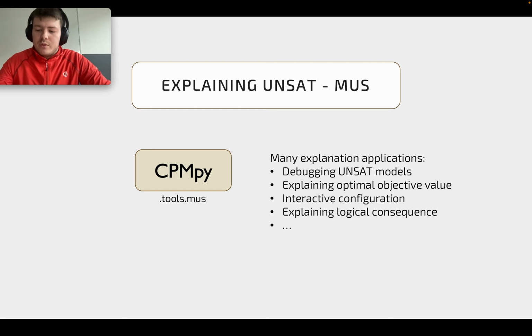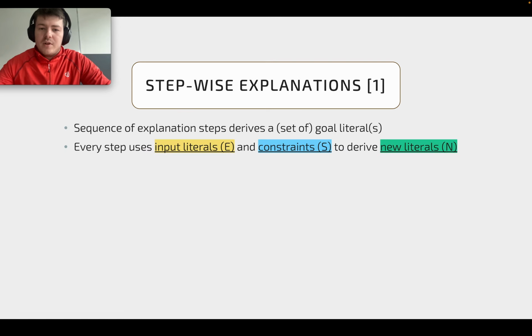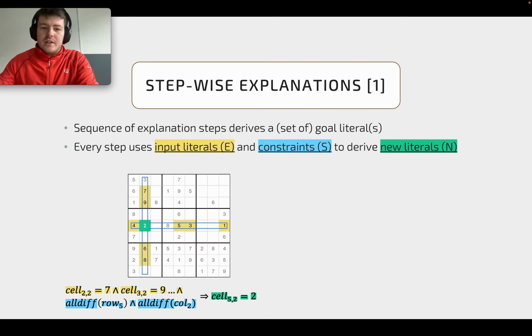And the way we propose to do that is by using ideas from stepwise explanations. So instead of going for a MUS, we will go for stepwise explanations. So what are these stepwise explanations? Well, a stepwise explanation is a sequence of small explanation steps in which each step derives a set of literals using previously derived literals from other steps and some constraints. So it may sound a little abstract, but let me give you an example.